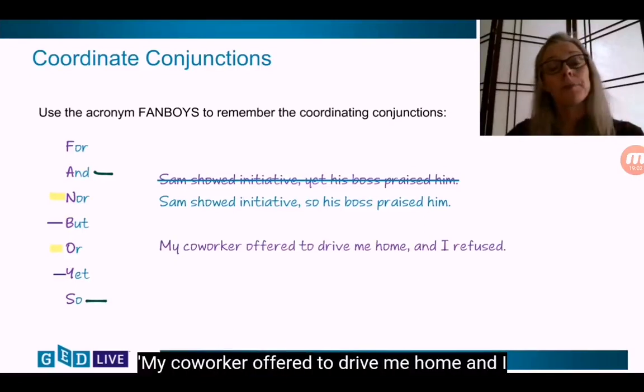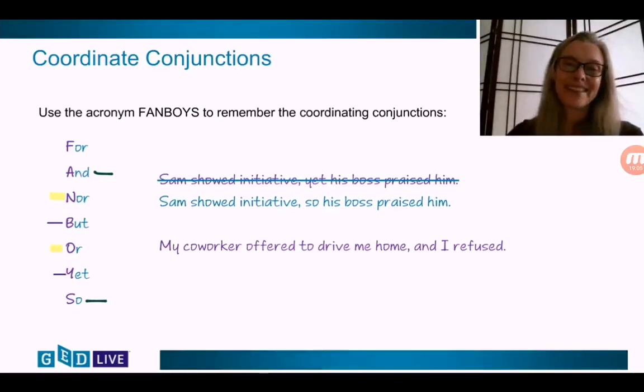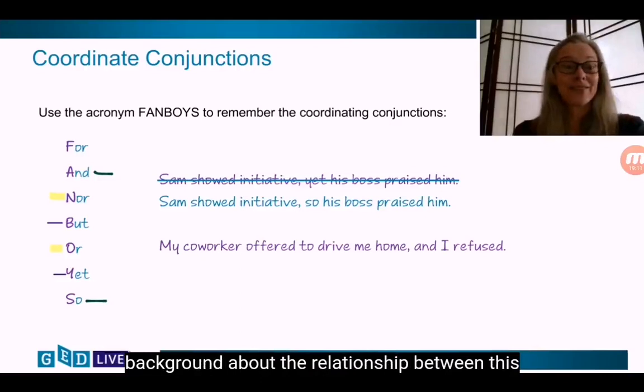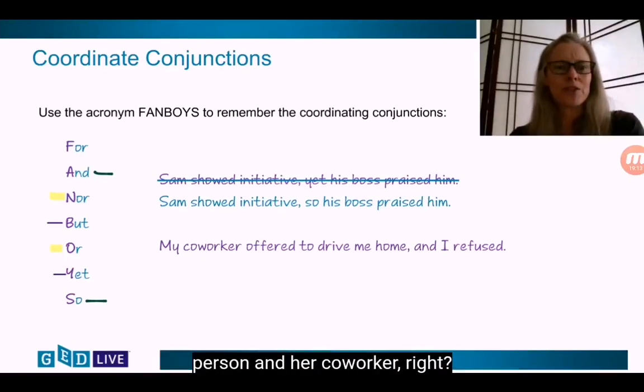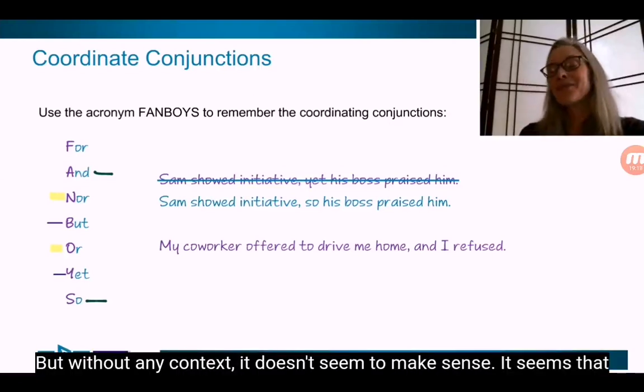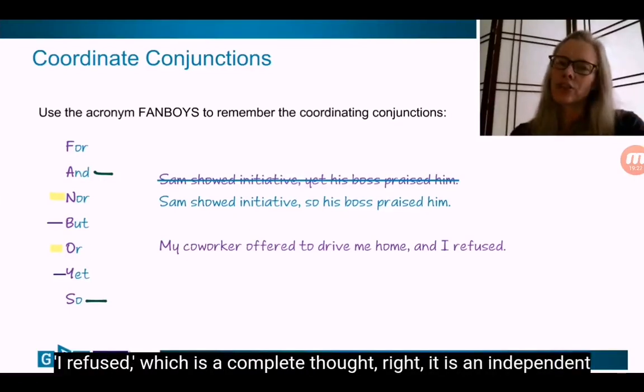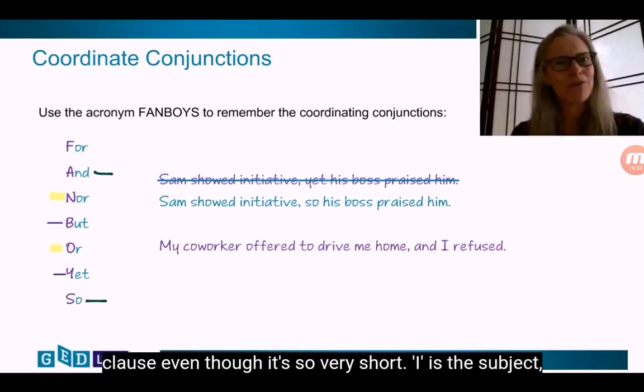My coworker offered to drive me home, and I refused. Now, maybe this would make sense if we'd already had some background about the relationship between this person and her coworker. But without any context, it doesn't seem to make sense. It seems that if someone offered the ride, you would take it. And so I refused, which is a complete thought. It is an independent clause, even though it's so very short.